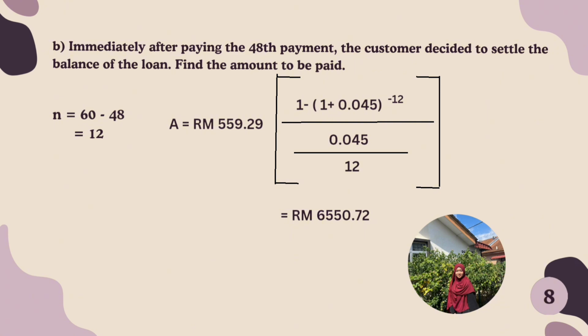The monthly payment is 559 ringgit and 29 sen. We use this formula to calculate the remaining balance. Bracket 1 minus bracket 1 plus 0.045 divide 12 bracket to the power of negative 12, divide 0.045 divide 12 bracket. After doing the math, the answer is 6,050 ringgit and 72 sen. So the customer needs to pay 6,050.72 ringgit to settle the loan completely.